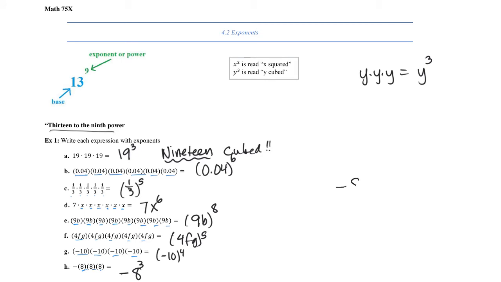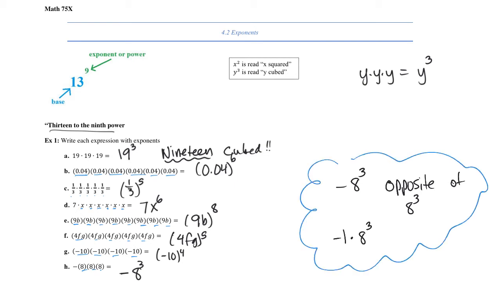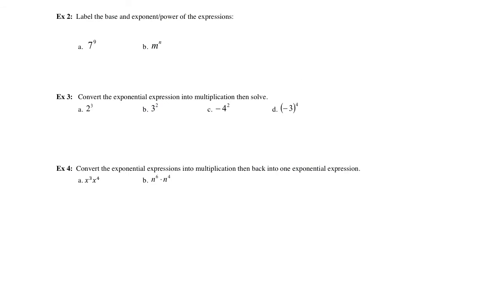So when you see that, you can think it's the opposite of 8 cubed, or you can also think of it, it's really like a little negative 1 times 8 cubed. So just be on the lookout for that one. That one's a little bit tricky. Excellent. All right, so let's just get used to this new terminology.